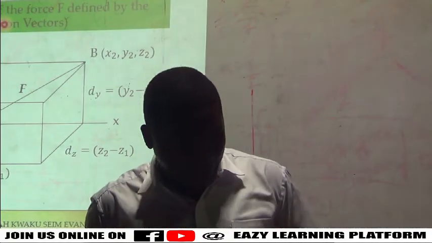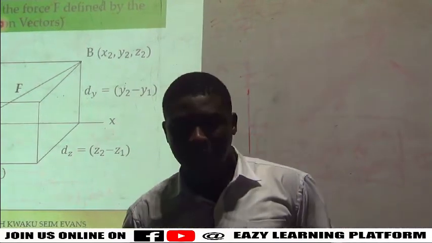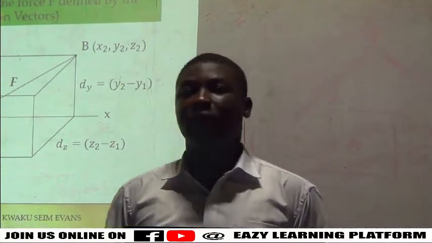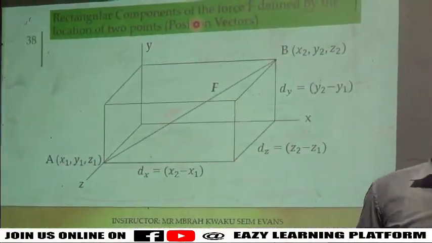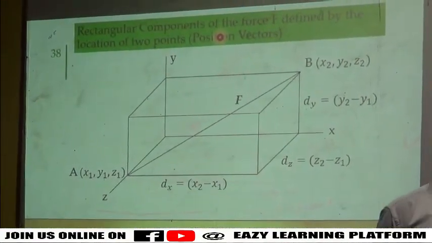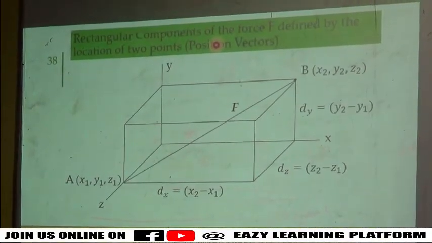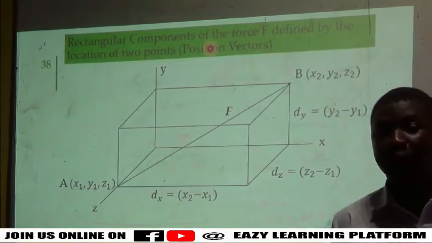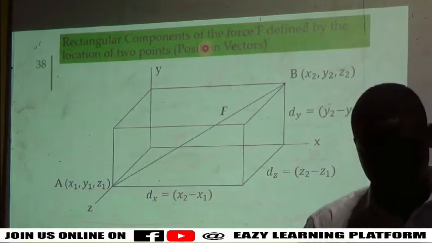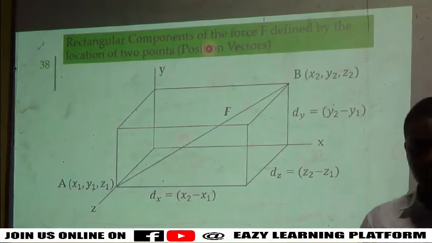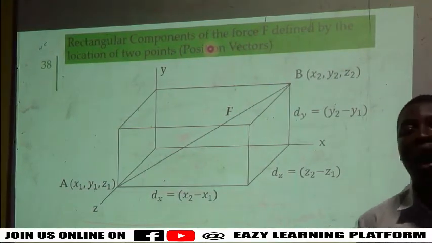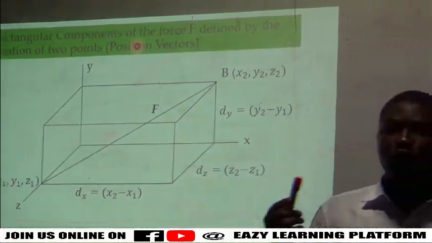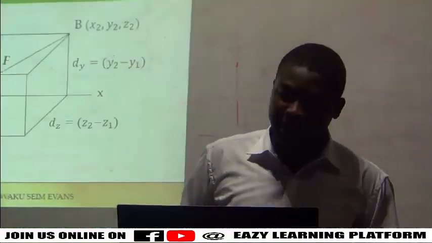Next, we go to the rectangular component of the force F defined by the location of 2 points, position vectors. In this approach, you are to determine the position vector of the force. At the end of this review, you should be able to know how to find position vectors.